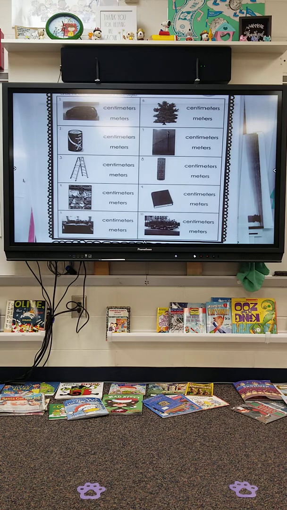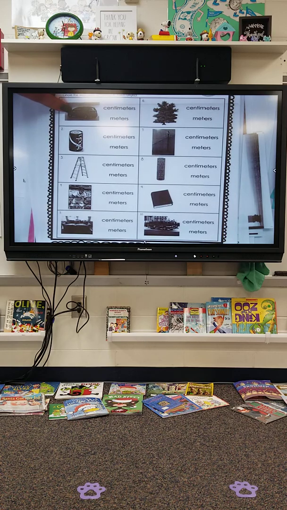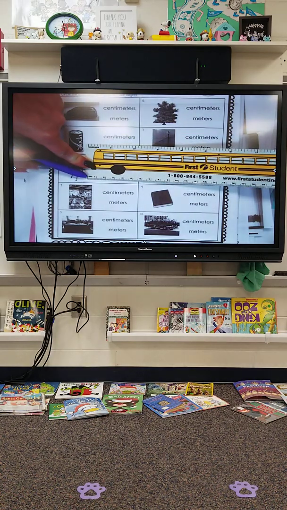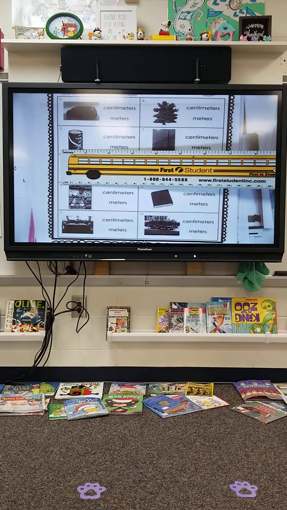So if we look at number 1, a car, how are we going to want to measure a car? Are we going to want to measure a car using a centimeter ruler, or are we going to want to measure a car using a meter? Now I'm going to put up on the screen, here's our centimeter ruler, and there's what a centimeter would be. So let's think about that car. Are we going to want to measure a car using that centimeter? No. We're going to want to use meters to measure the car because it's a big object, and we use meters to measure large objects.